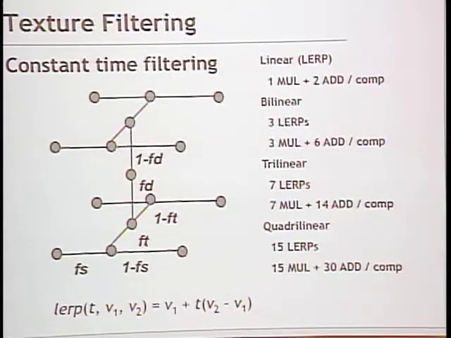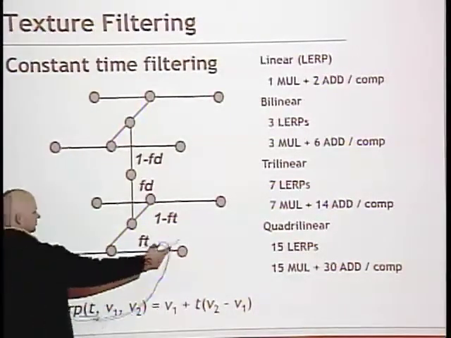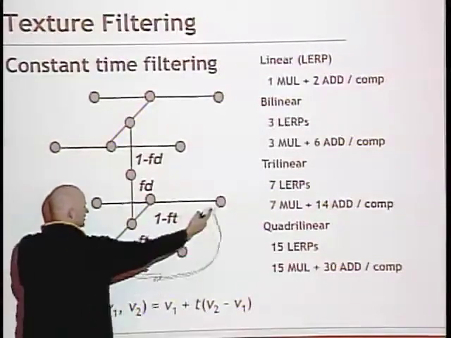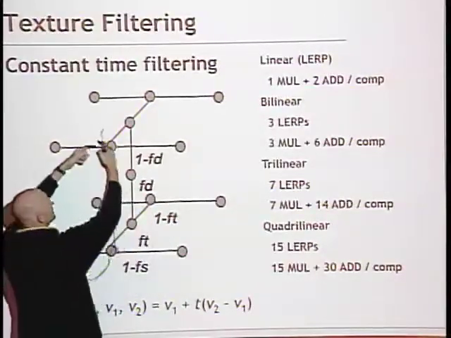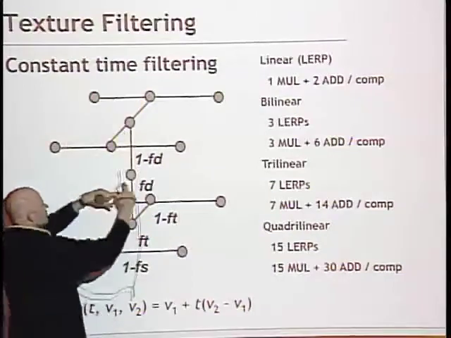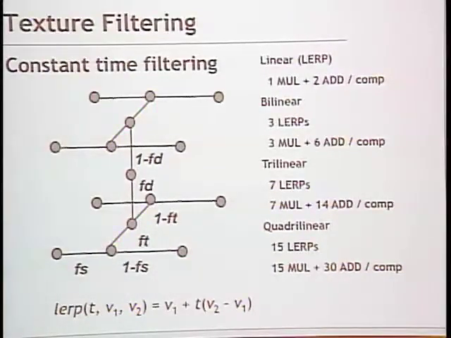So the way we're going to do it is we're going to have one level here, take our 4 points, blend, blend, blend. Same thing up here, blend, blend, blend, and then you do a blend here. So this is 7 linear interpolations. All right, so it's going to take us, in this case, trilinear, 7 multiplies and 14 adds. So that's groovy.